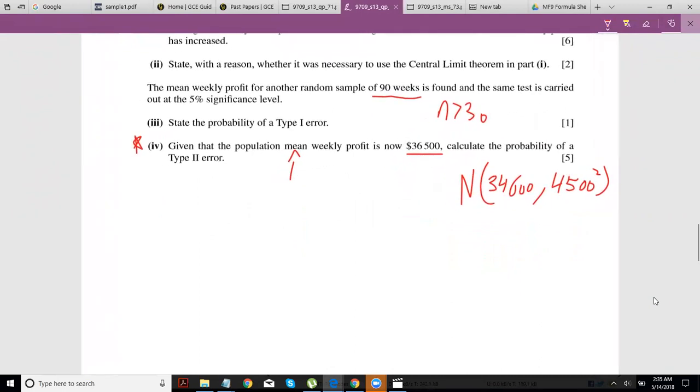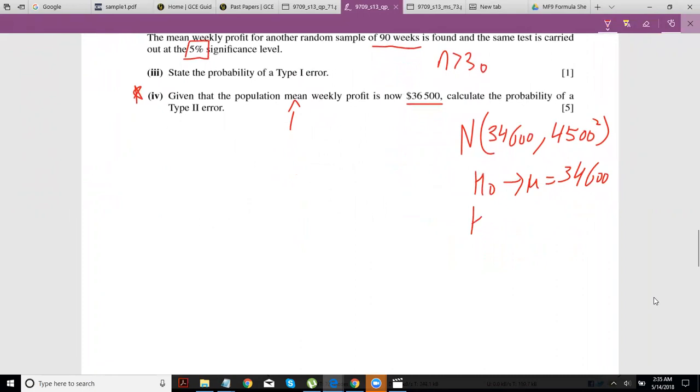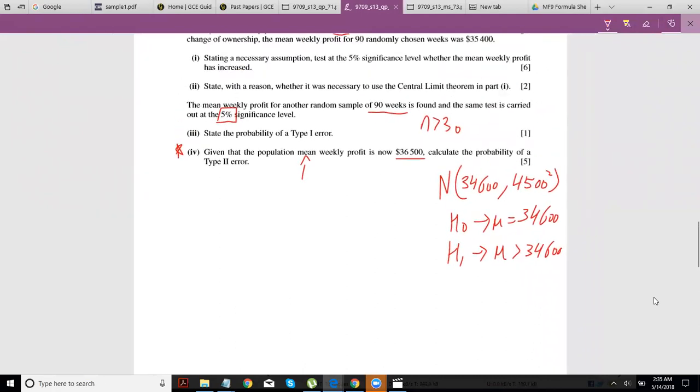Okay, so the idea here is they're carrying this test out at a 5% significance level. Your H0 is that the mean is just the same, and H1 is that the mean has increased. Again, in a normal case, this is a continuous case, and you're going to be testing the mean. So that's what you're testing over here. Okay, so 5% significance level.